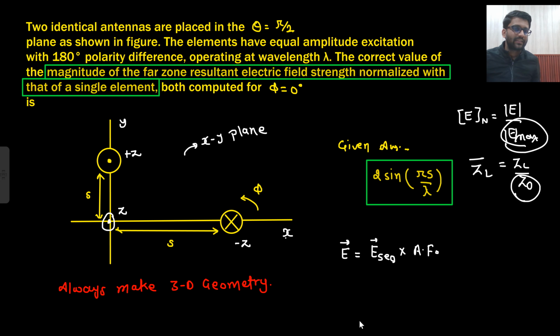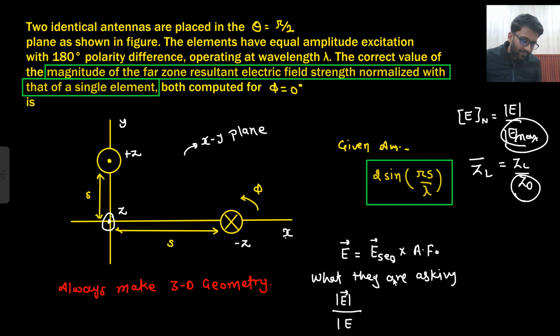So what are they actually asking? They are asking the magnitude of the electric field at far zone due to the two element antenna array normalized with the single element at origin. Sorry, I said single element antenna array by mistake. This is what they are asking. And what is that equal to? The mode of the array factor. They are asking nothing but the mode of the array factor only.